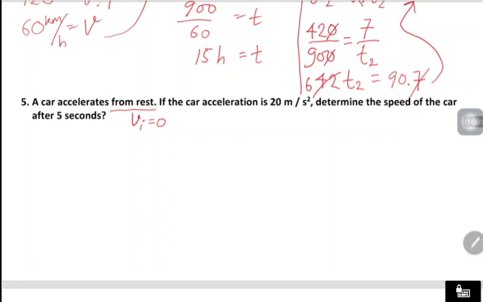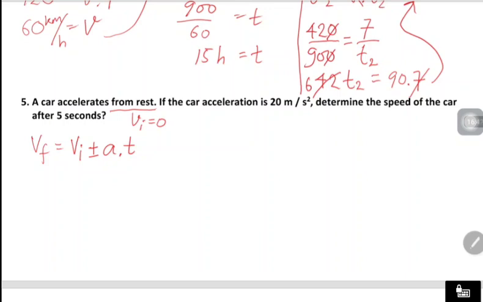To calculate the final velocity, we use the formula: final velocity equals initial velocity plus or minus acceleration times t. Plus or minus depends on the type of motion. Is it accelerated or decelerated? Does the velocity increase or decrease?